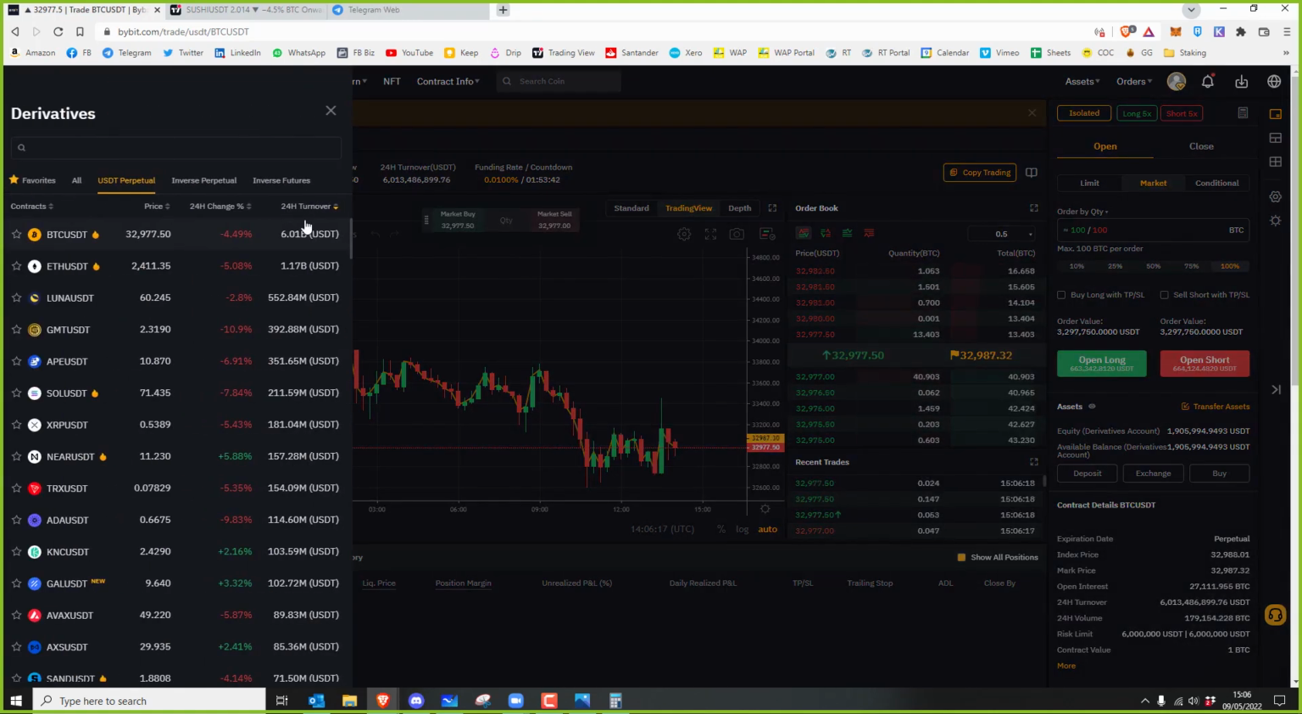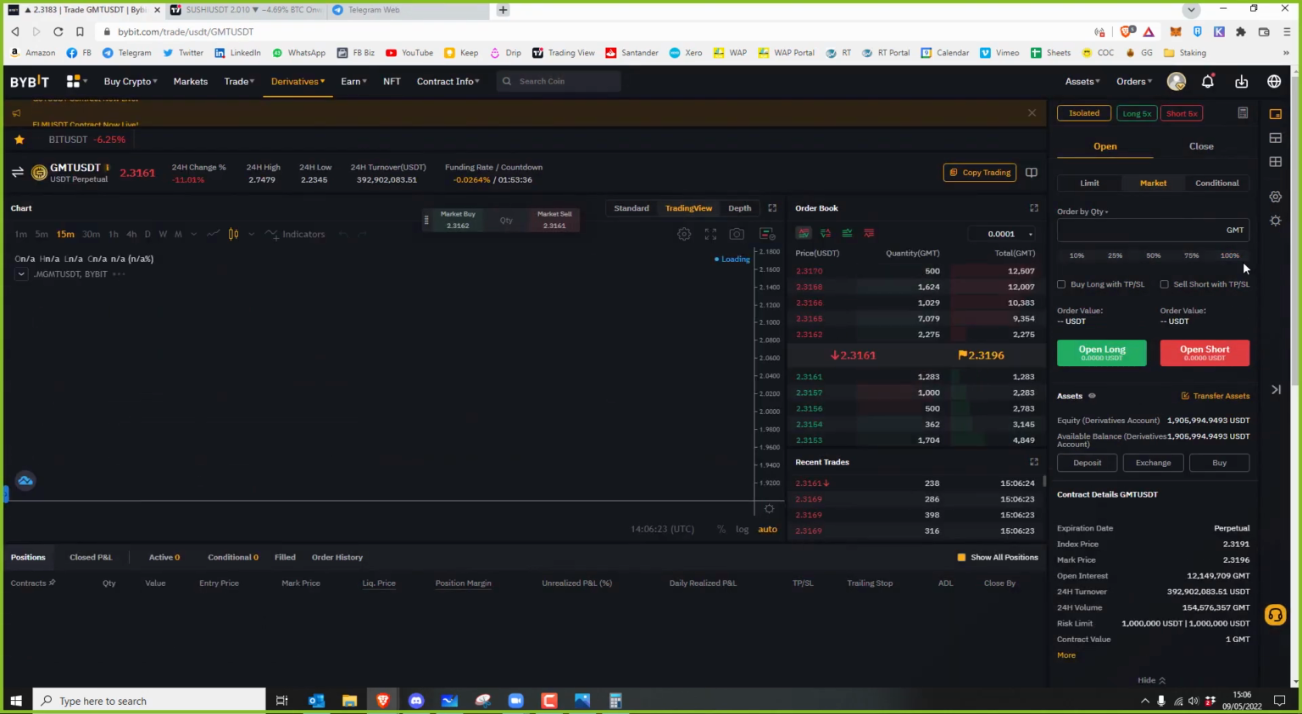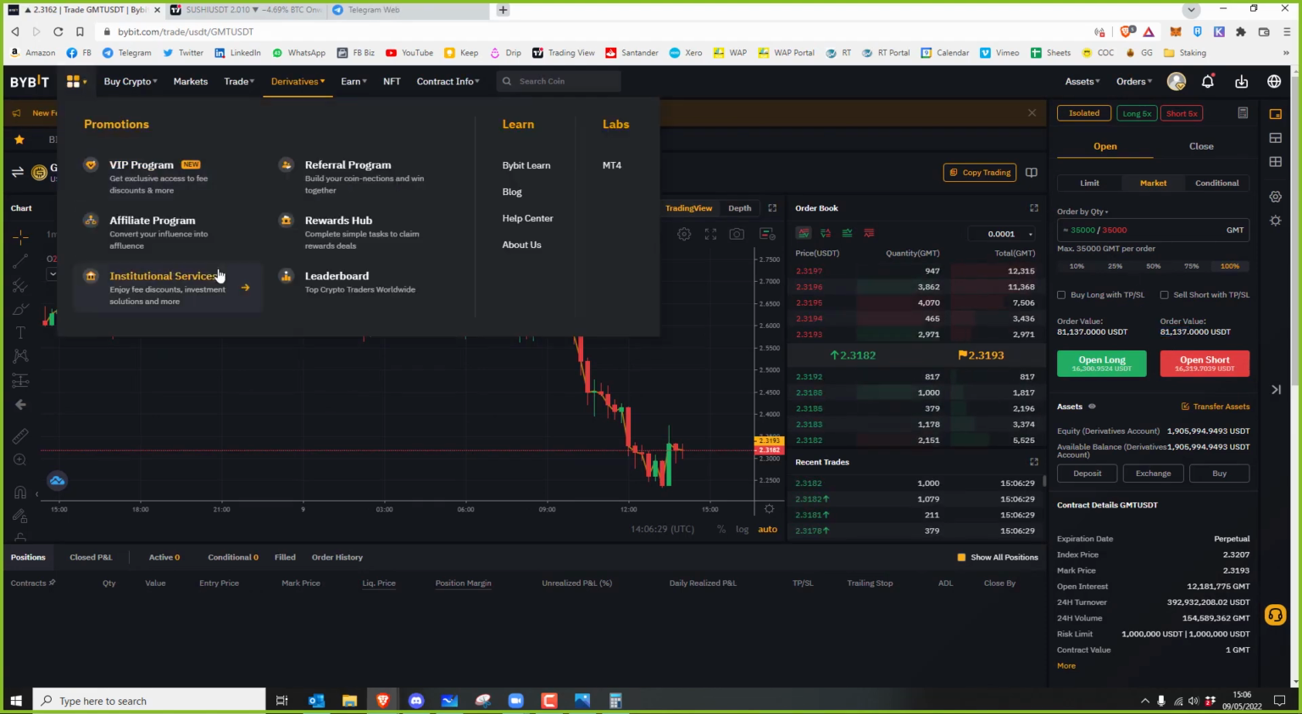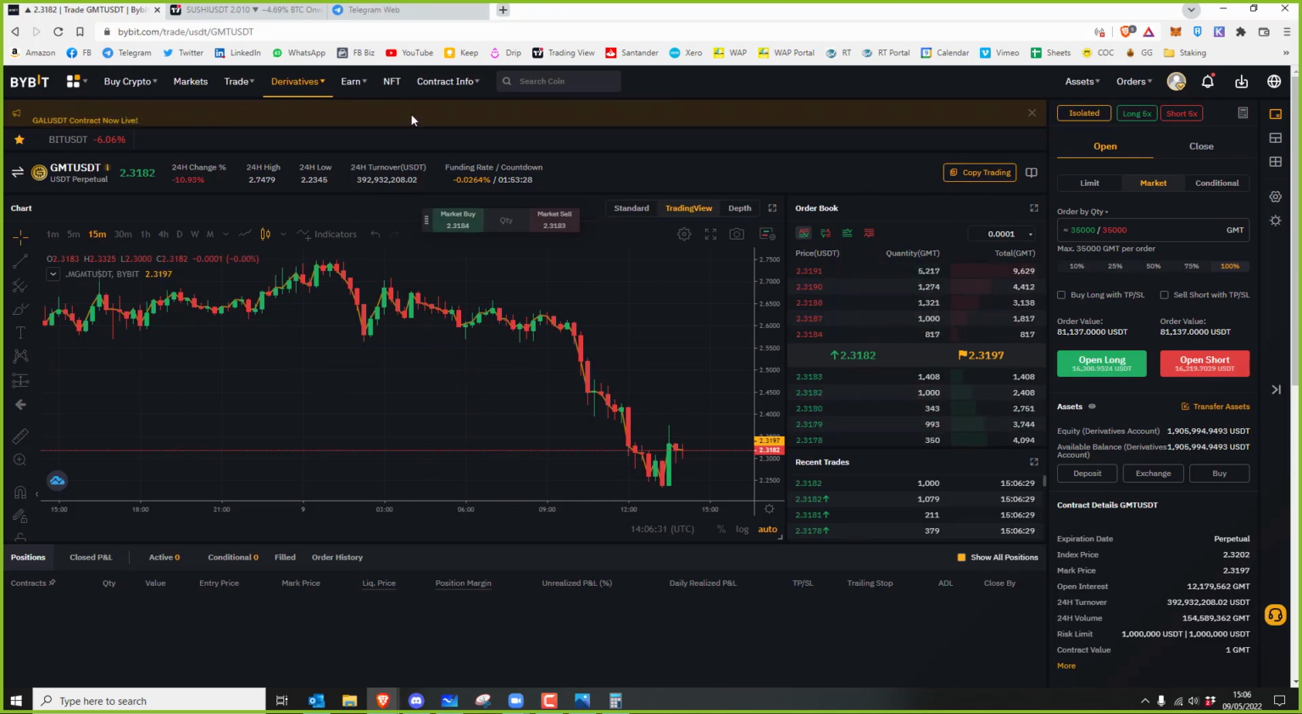The 24-hour turnover doesn't necessarily show you how much volume it has. So, for example, GMT, if I clicked 100%, it's still only 80k per trade, compared to Bitcoin, which is not as much. So that's really the bare bones of it all.